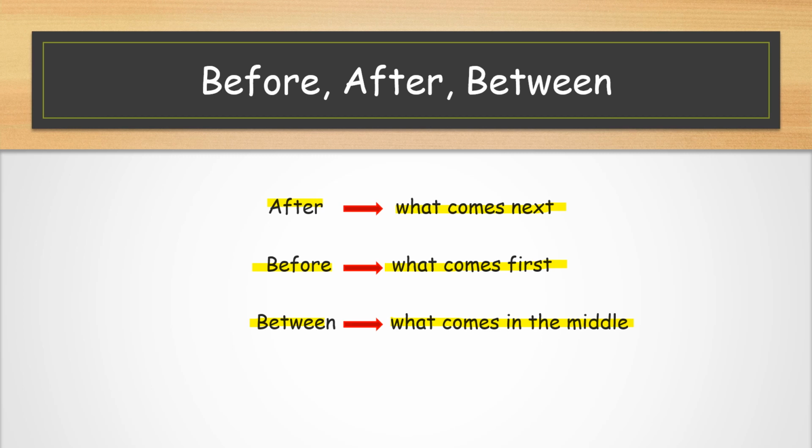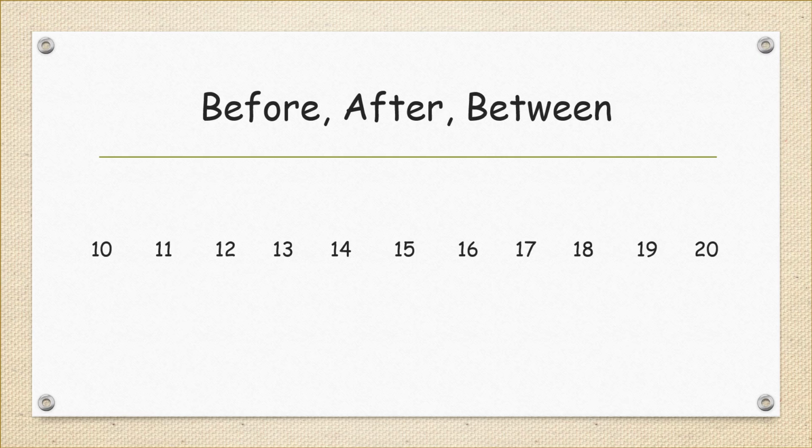So now let's look at some given examples. Okay, now what comes after 11? If I have to see what comes after 11, we will see what comes next to 11, which means we start counting forward from 11. What comes next to 11? 12. It means 12 is after 11.